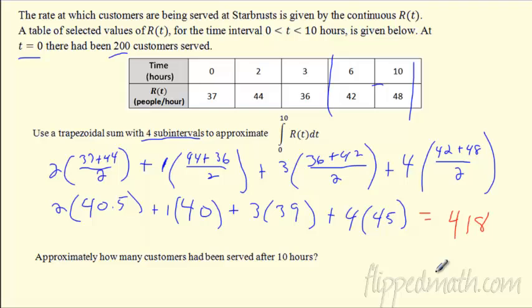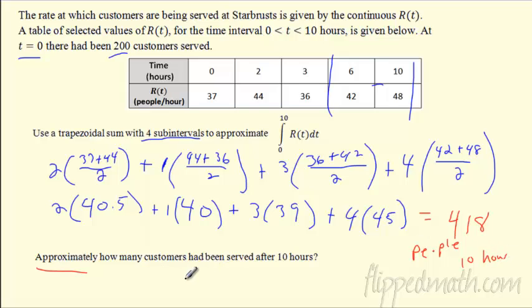Can we put this in context to what's going on here? Notice it says approximately, because I'm finding an approximation. Approximately how many customers have I served after 10 hours? This is the total customers served, because this is a rate of change. You can integrate it, and it gives you the total. 418 people were served over that 10-hour time period.